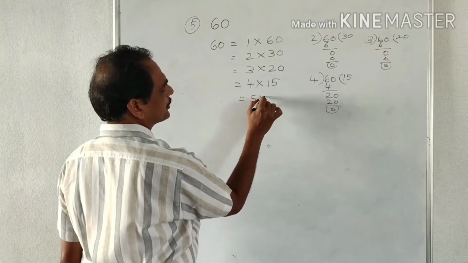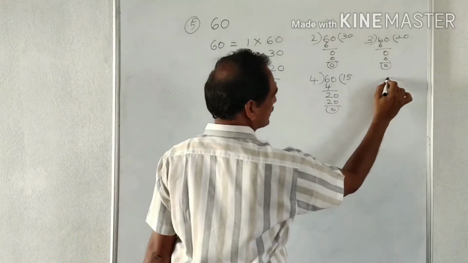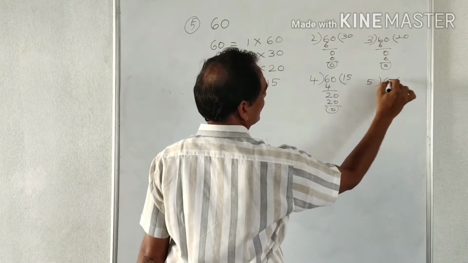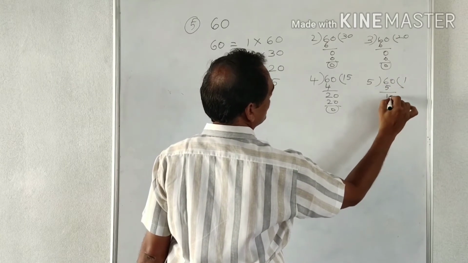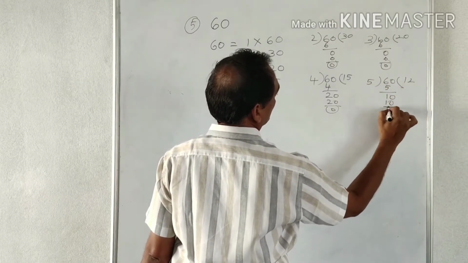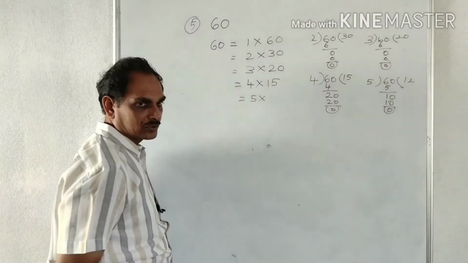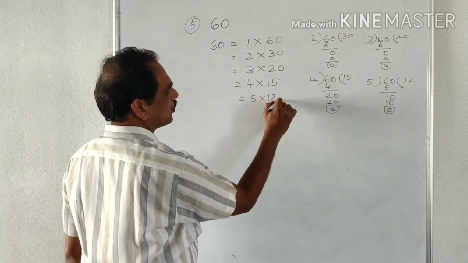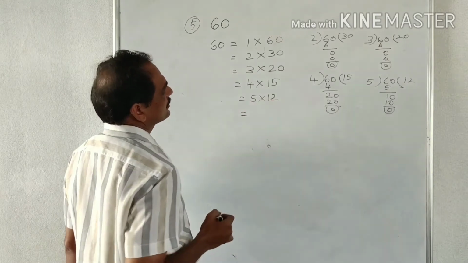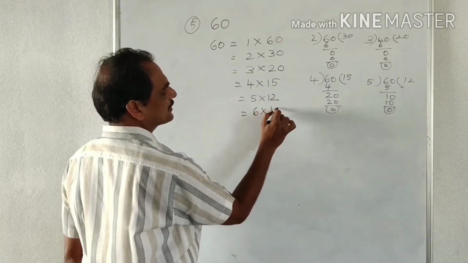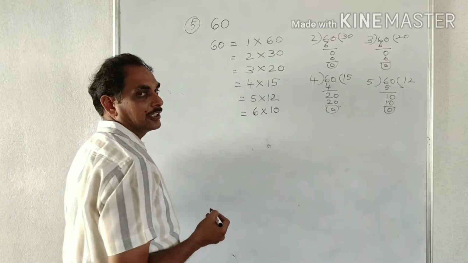Or 5 into, now also we divide 60 by 5. 5 ones are 5, 1 0, 5 2s are 10. So the remainder is 0. So that means 5 into 12. And 6 into 6 10s is 60. We know it very well.